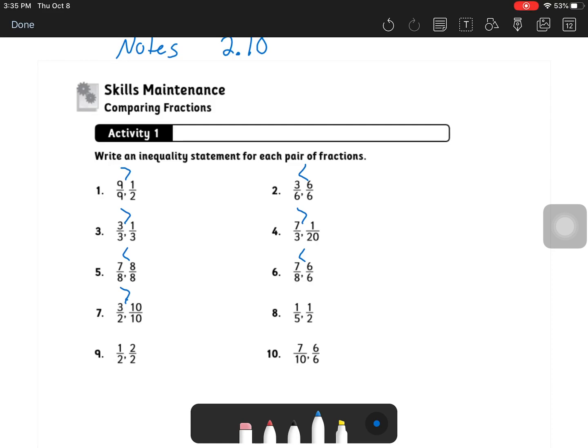1/5 is smaller than 1/2, right? If you cut up a candy bar into 5 pieces and you got 1/5 of that, one of those 5, that would definitely be less than just cutting it in half and getting one of the 2 pieces. Okay, 1/2 is less than 2/2, and 7/10 is less than 6/6.